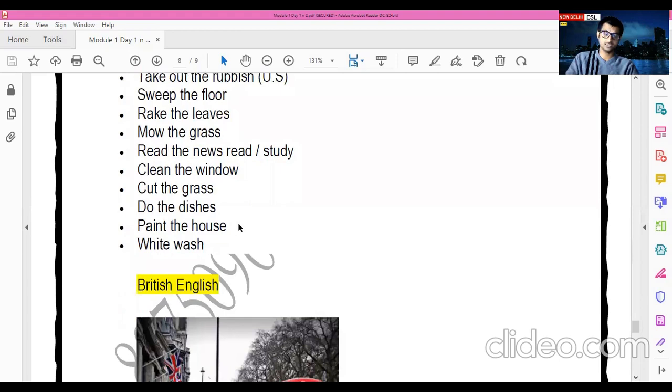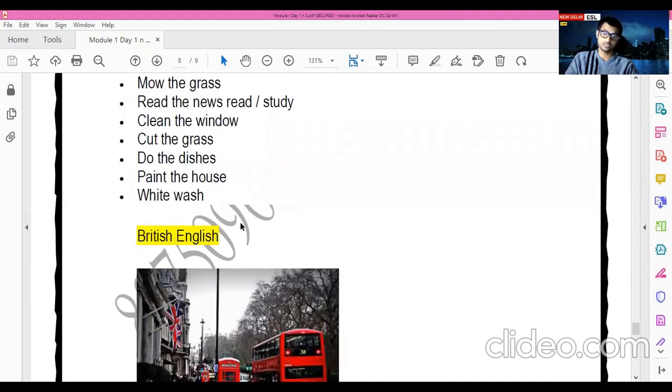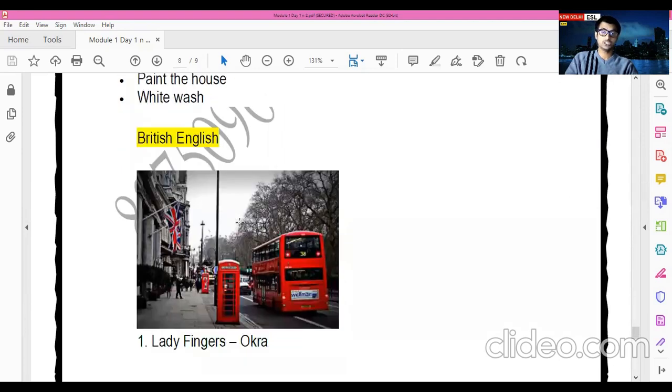Do you clean the window? I clean the window. Do you cut the grass? I cut the grass. Do you do the dishes? I do the dishes. I don't do the dishes. Okay, do you paint the house? Yeah, I paint the house. I don't paint the house. Do you whitewash? Yeah, I whitewash. I don't whitewash. Okay. Now the next one is British and Indian English.